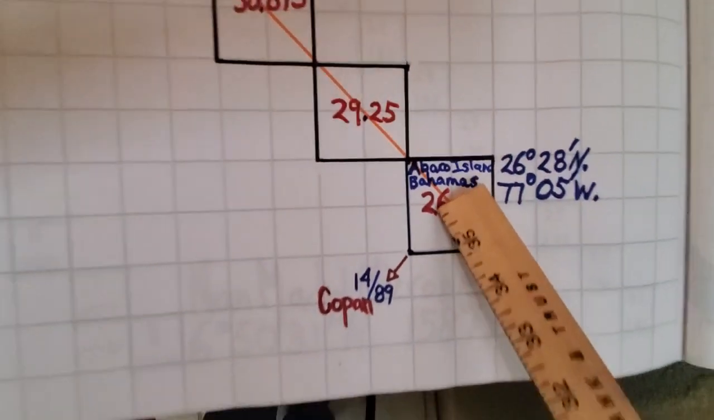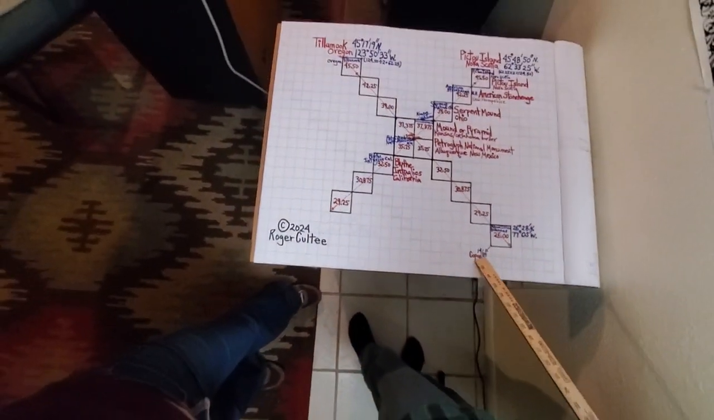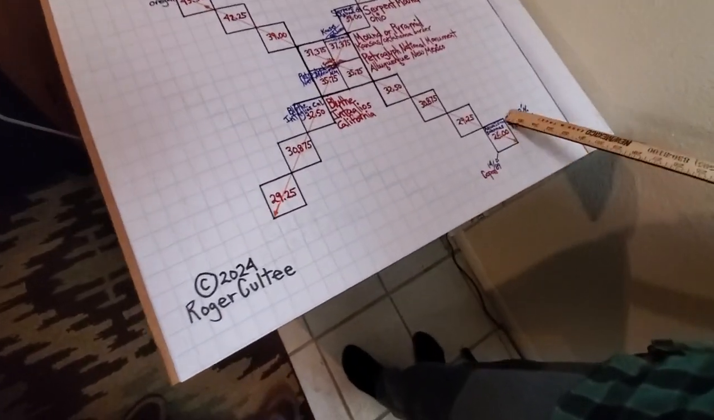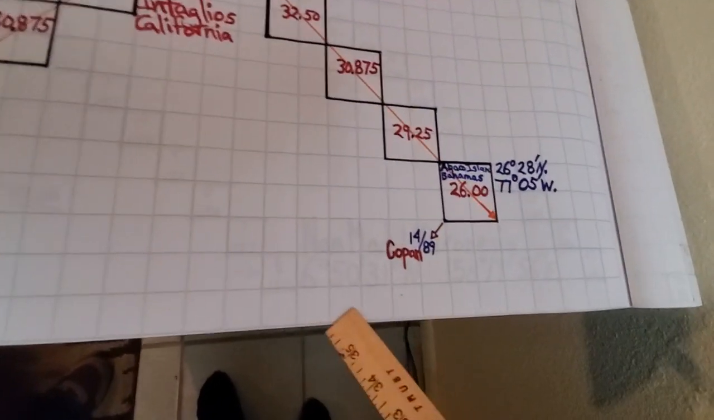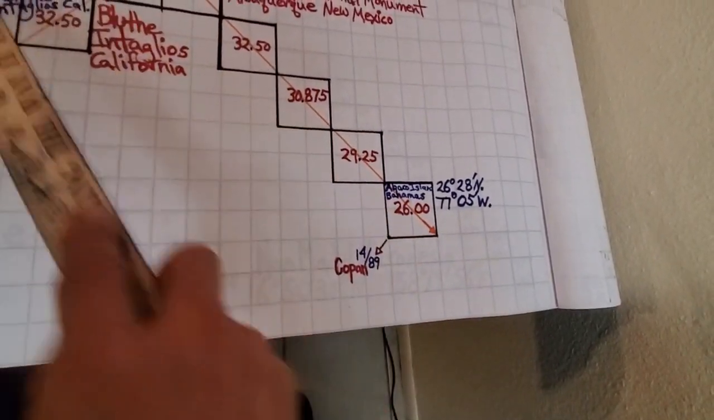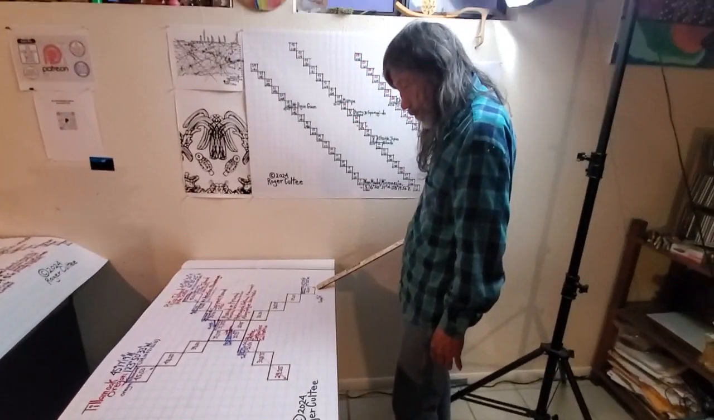When you go this way from Abaco Island, it takes you to Copan, which is in Mexico at 14 degrees latitude, 89 degrees longitude. From Abaco Island, it goes to Copan, which is this direction. But basically, it's going from the Pacific Ocean all the way to the Bahamas in the Atlantic Ocean.